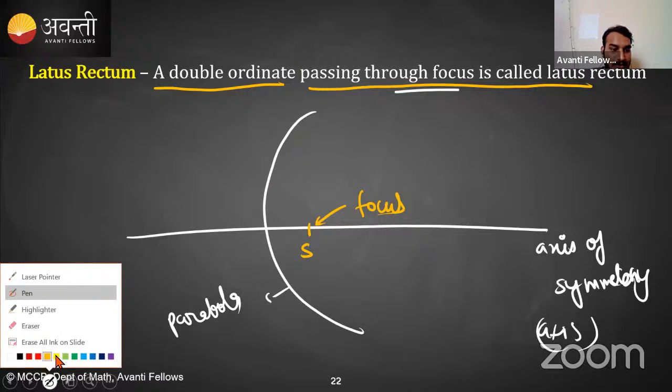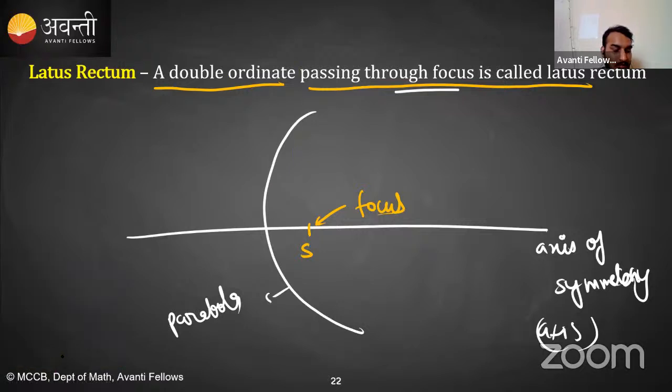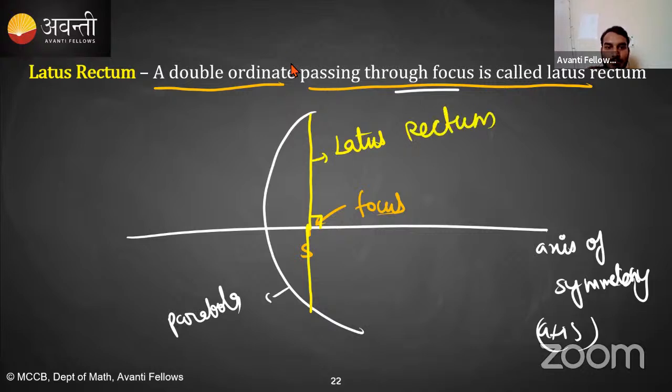So a special double ordinate, which part do you want me to repeat? Tell me quickly. Out of these double ordinates, there is a special double ordinate which is passing through the focus. So this is known as the latus rectum. Clear, everyone?